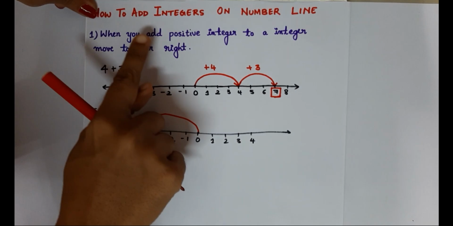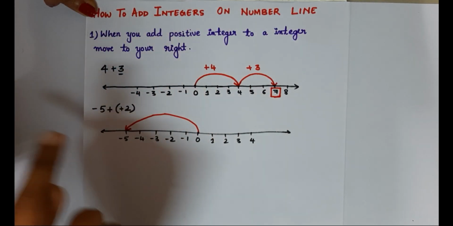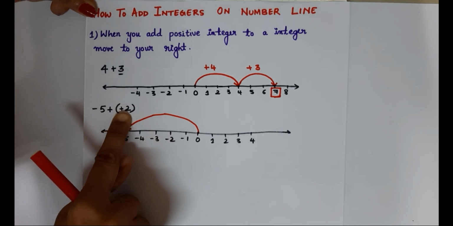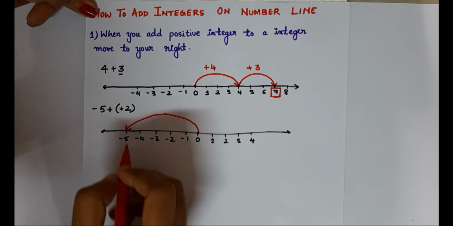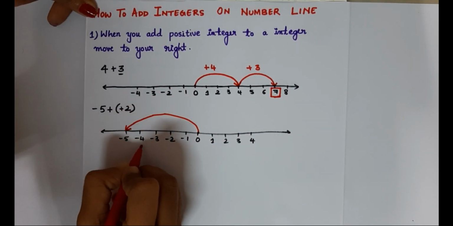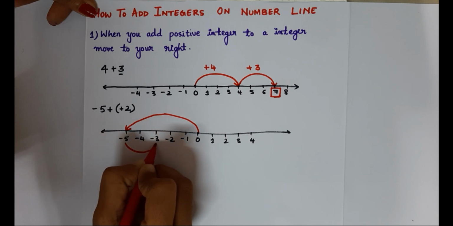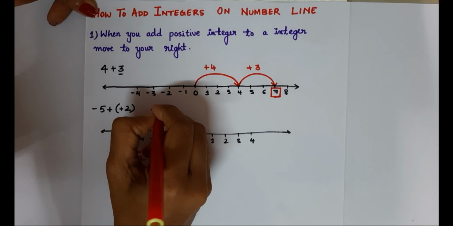What does this say? It says when you add a positive integer to any integer, move to your right. So we are adding a positive integer, plus 2. So we have to move to the right of minus 5. So right would be this side. So how many times? Plus 2. So 1, 2. So from here it would be 2.